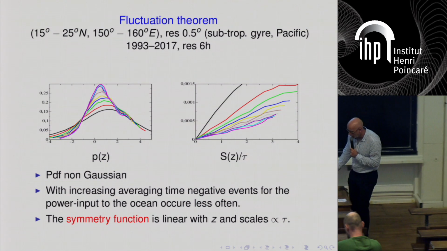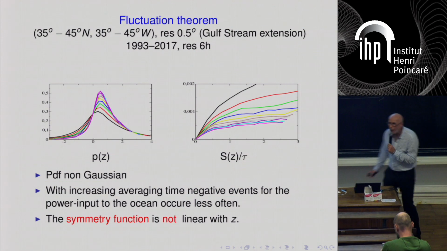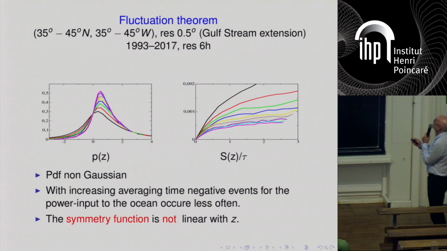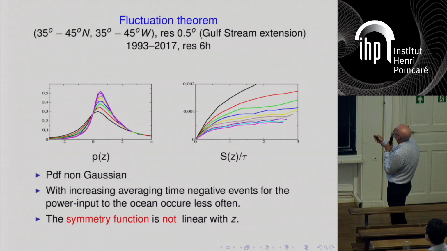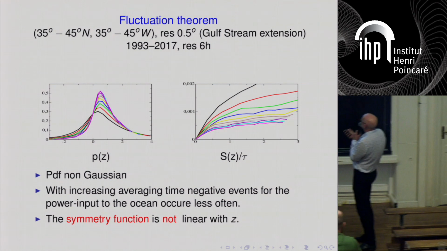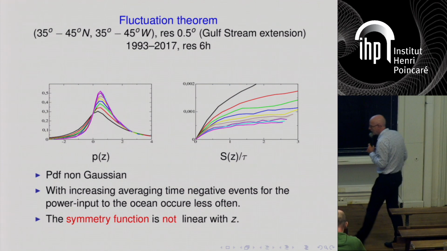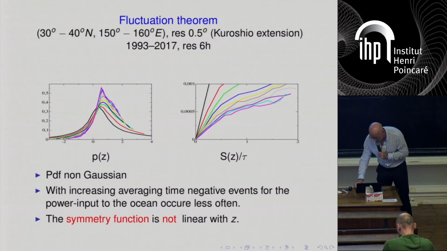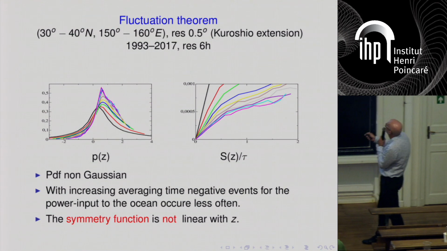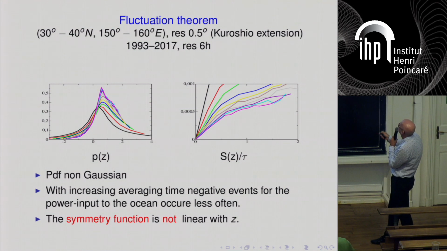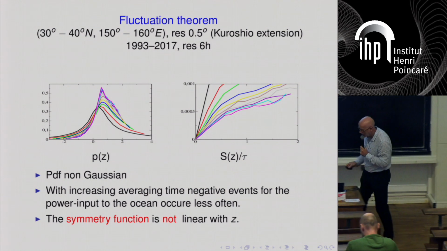However, if you look at the extension of the Gulf Stream and the extension of the Pacific, it works less well. So it all converges to the same line, meaning that there is a large deviation principle, and this depends on the rate function, which exists, but it's not a straight line. So the symmetry function is not linear with C, and that means that there is no fluctuation theorem which applies. The same is true for the Kuroshio extension. You have a change of slope, which is very conspicuous.